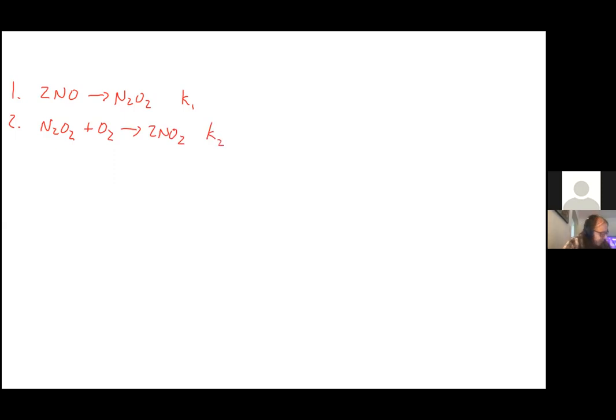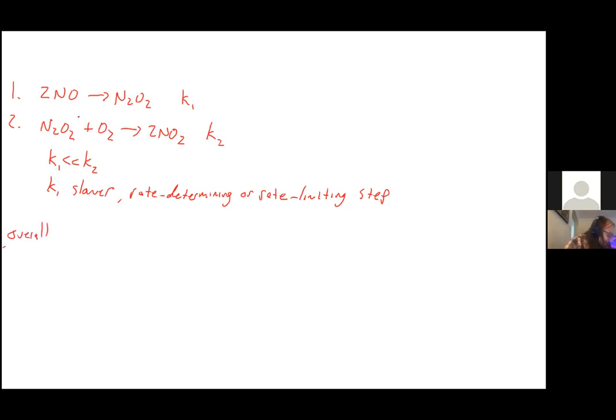Okay. So now, again, I'm going to note K1 is much less than K2. So K1 is slower. Smaller means slower. Rate determining, or rate limiting. Okay. If that's the case, let's do the overall. Is there anything we can cancel? Yes. So you get 2NO plus O2. This is a reactant. My apologies.